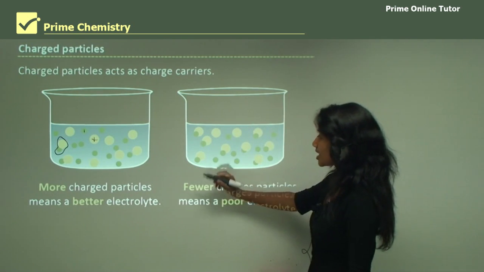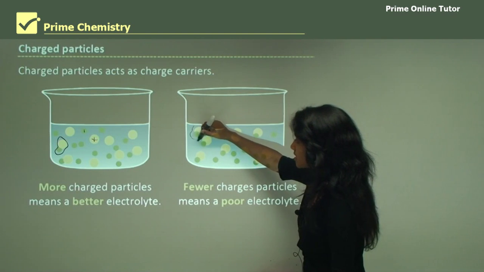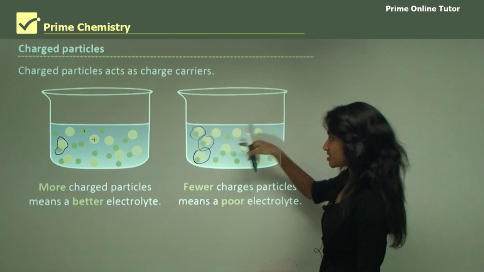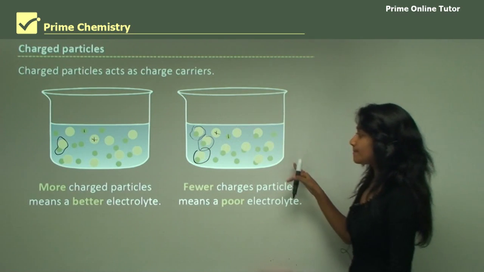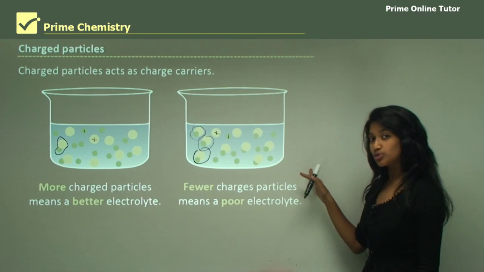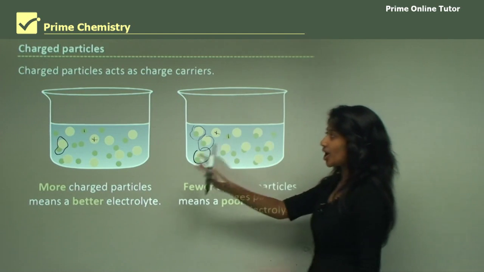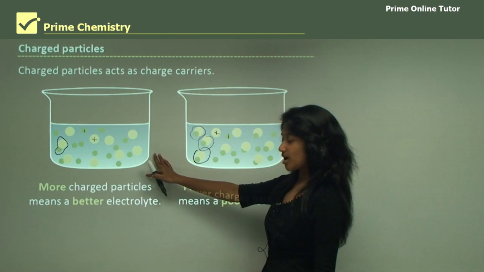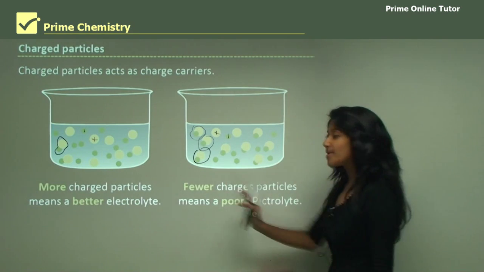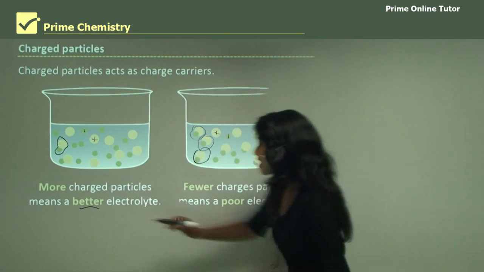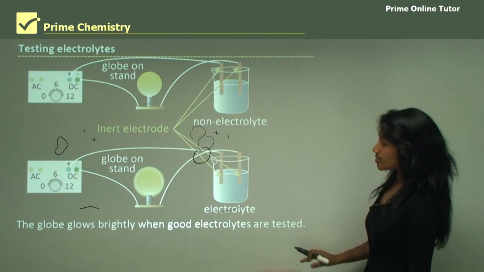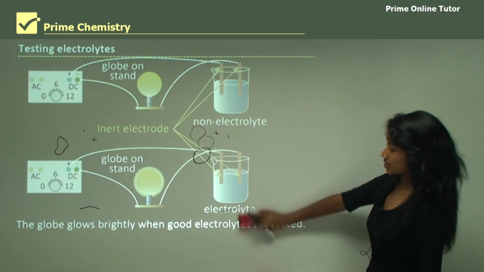So for example, here we have more of these acid molecules and fewer charged particles, meaning that this is not able to carry much charge, because the charged particle concentration in this one is higher and in this one is lower, making this a better electrolyte and making this a poor electrolyte. Now, testing for electrolytes.